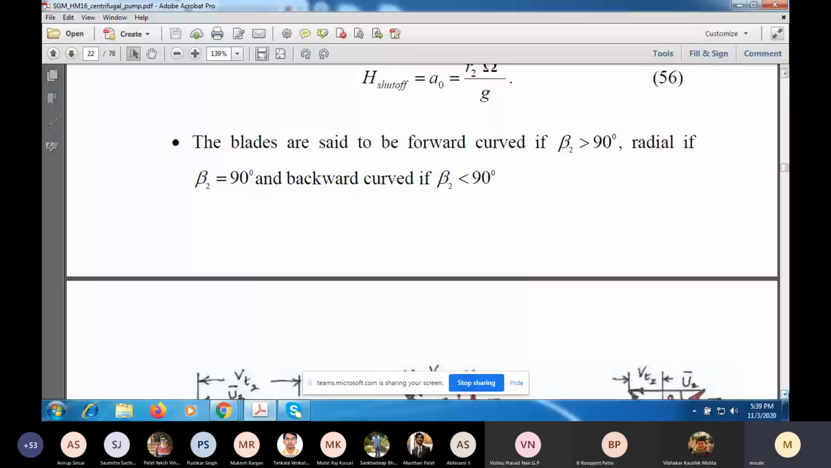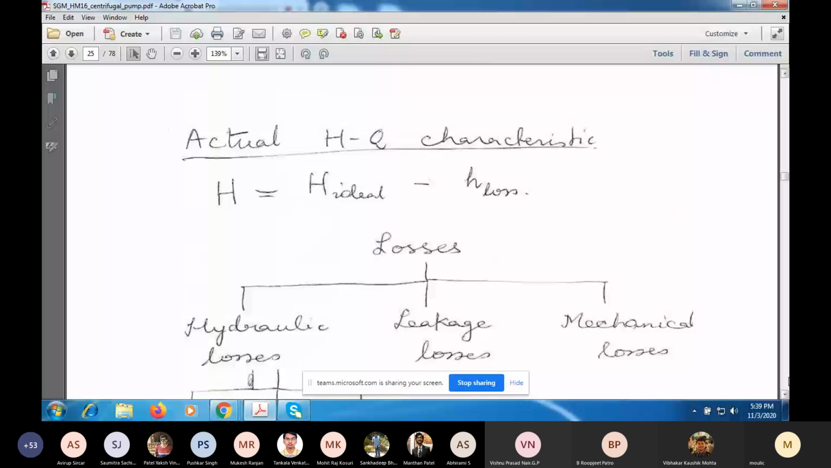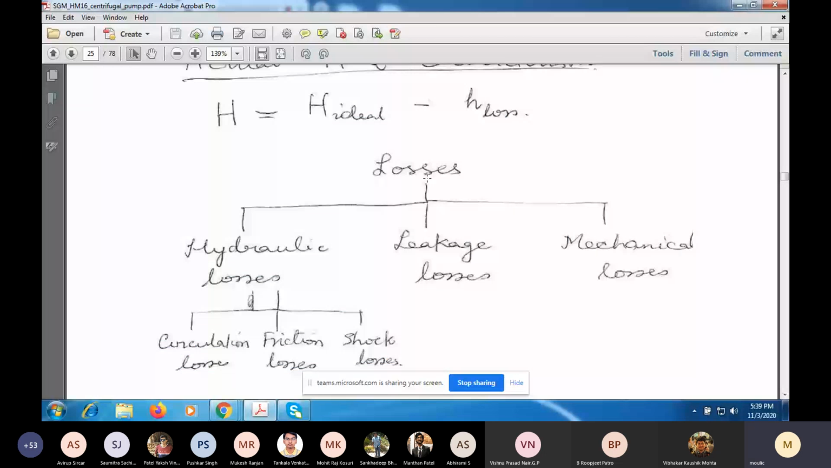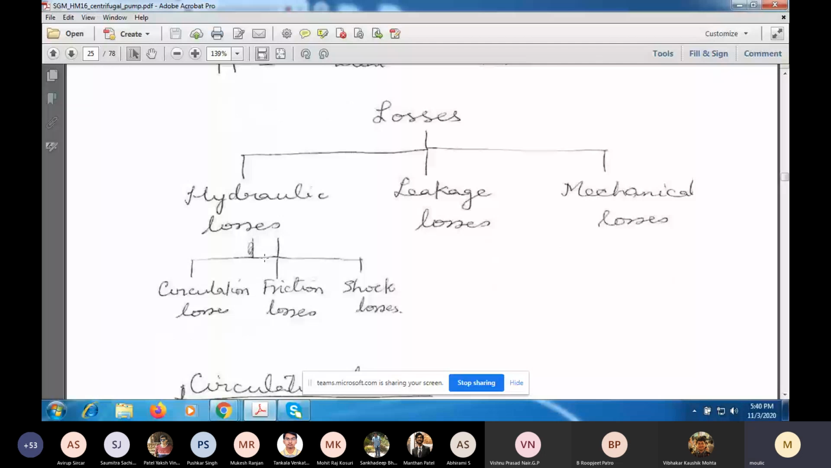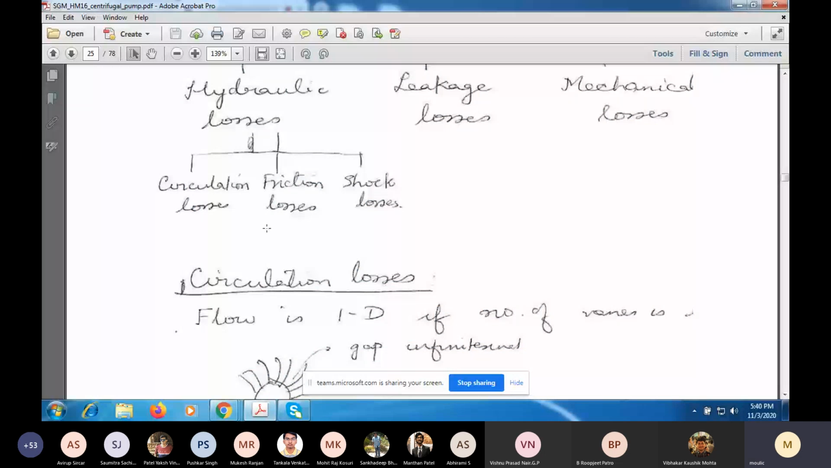So let me go down and look at the actual HQ characteristics. The actual head will be the ideal head minus losses. Now losses you can characterize as hydraulic losses, leakage losses, and mechanical losses. The mechanical losses will be due to friction at the bearings. And leakage loss I'll explain, but first let me talk about hydraulic losses. This again may be categorized into a friction loss, a circulation loss, and something which is called shock loss.